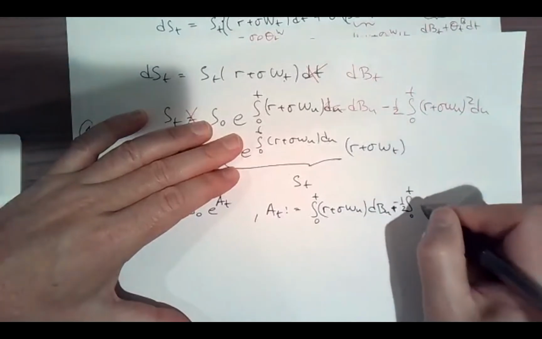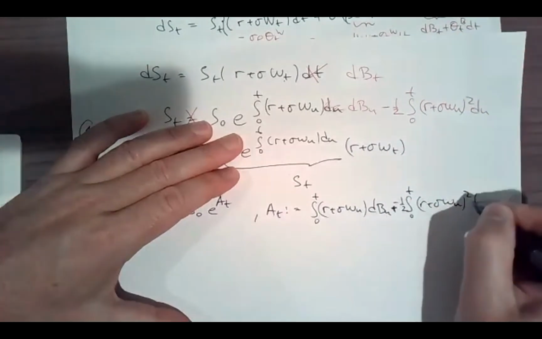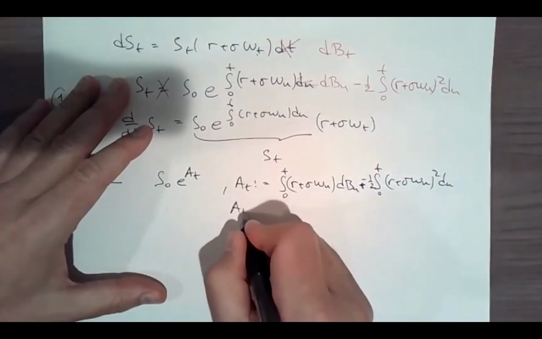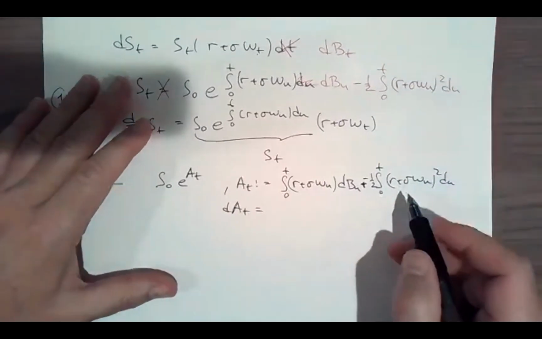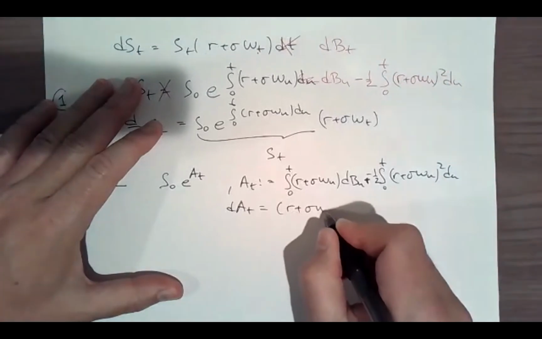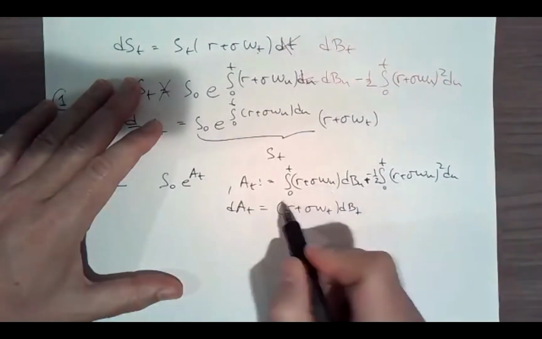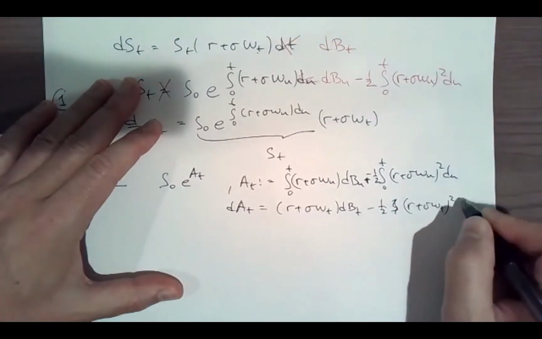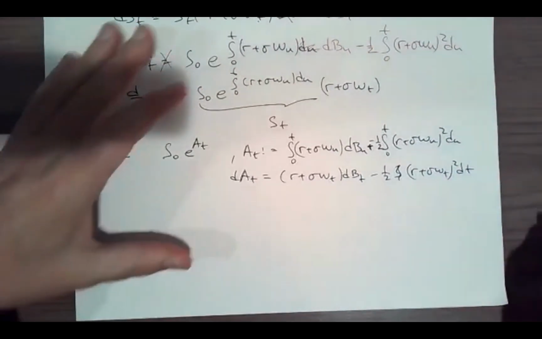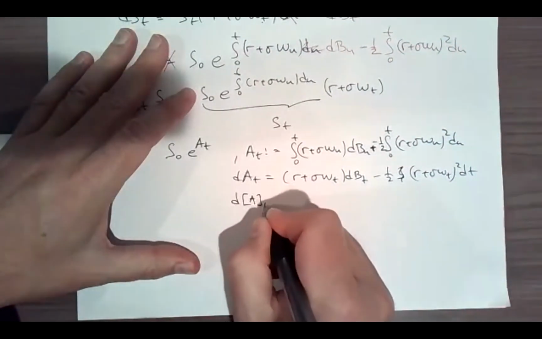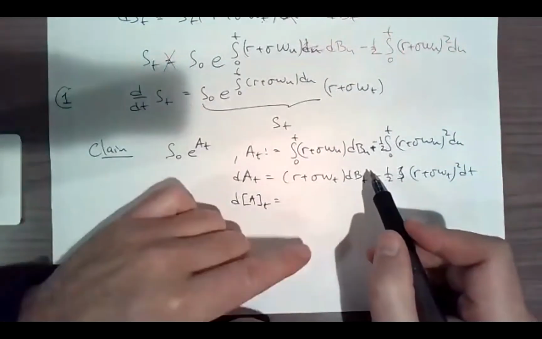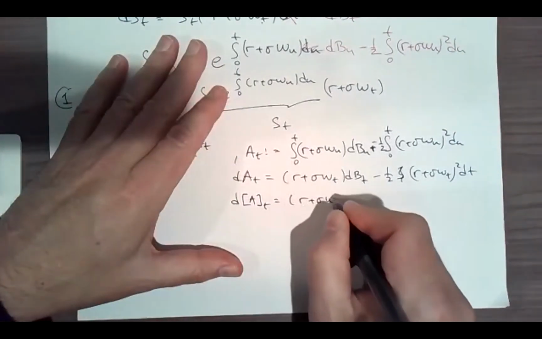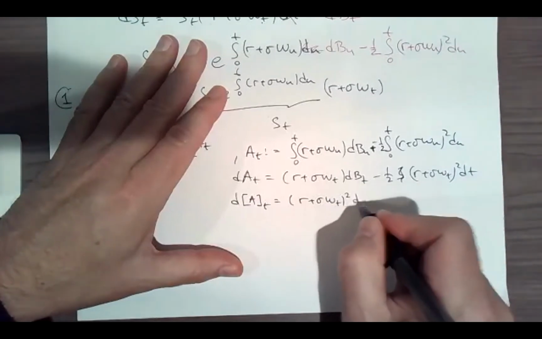Minus a half, and then this R sigma W squared du. If I look at dA here, so now I'll throw away the integrals. I throw away the first integral, I throw away the other integral, R sigma WT squared dt. So I need this to use Ito's lemma. I need the quadratic variation of A to use Ito's lemma. For the quadratic variation of A, I need to throw away the dt terms and square the integrand: R plus sigma WT squared, and then the quadratic variation of Brownian motion, this is T.